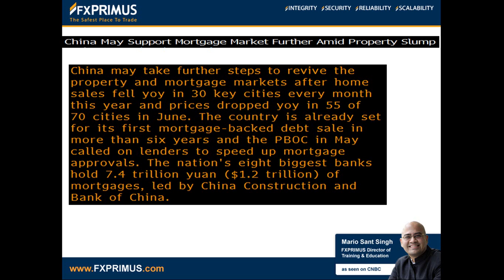Probably half and half. But the thing is, among the 70 key cities every month this year, prices dropped year on year in 55 of 70 cities in June. So there are more and more cities where prices are dropping. If you want to talk about the reform, it's a long topic. We would need to spend maybe three or four entire days talking about the reform process. But in the meantime, I still feel the property price will be stabilized and supported.